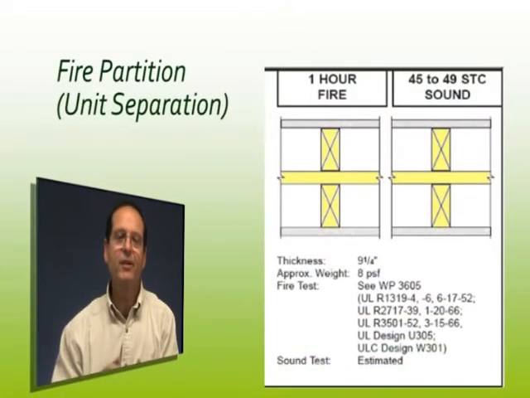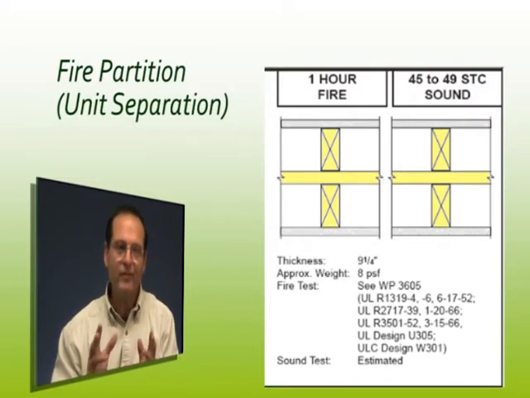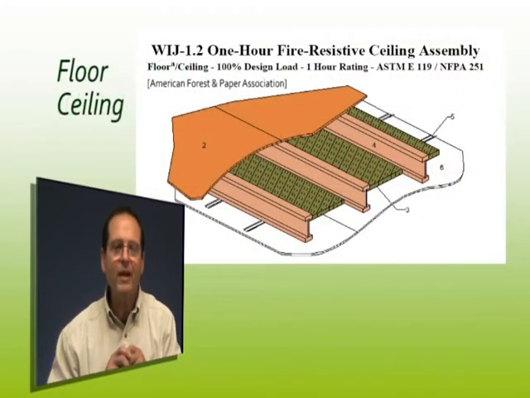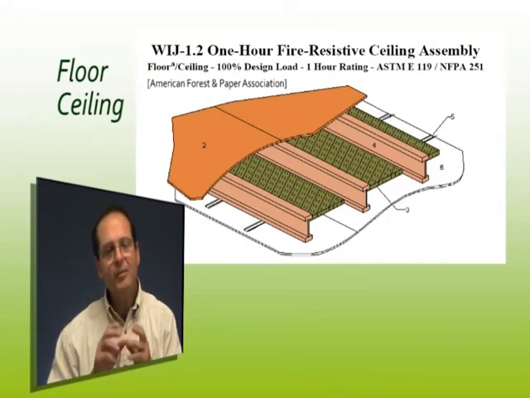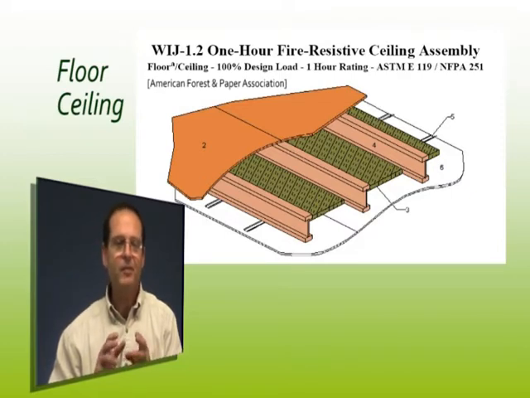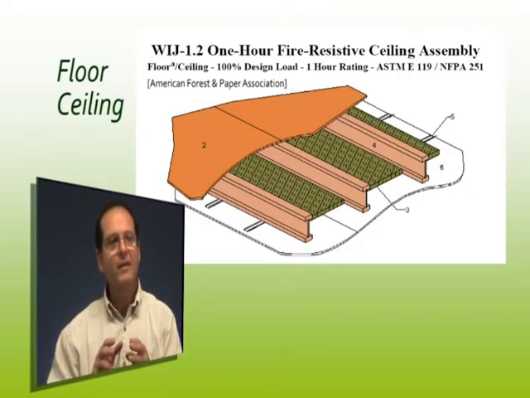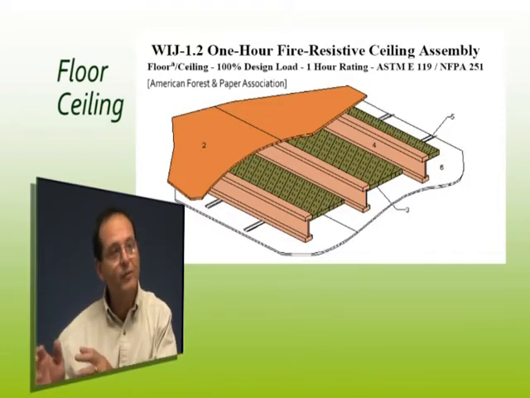Then the big piece here, so walls are pretty straightforward. The floor ceilings can be much more complex. In this particular case, we're looking for a single layer drywall system. This is a standard system right out of the AF&PA guide, and it works for any number of different manufacturers, although all of them have their own specific ones too.